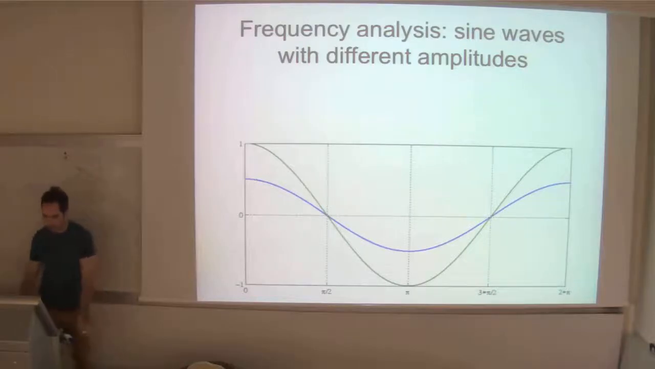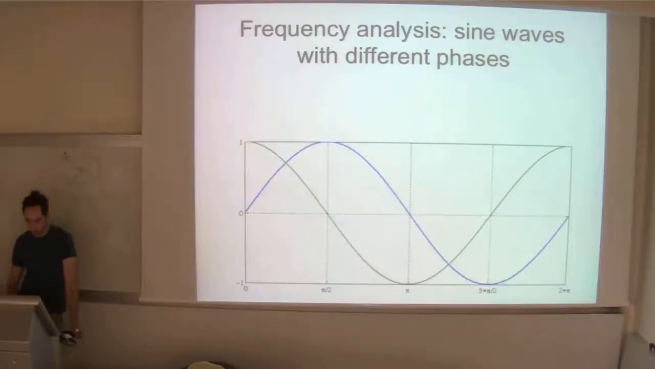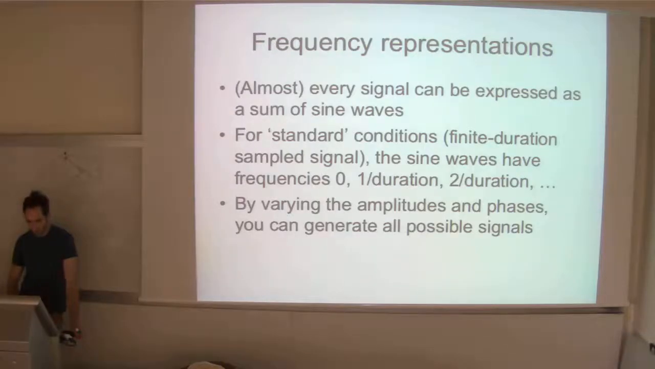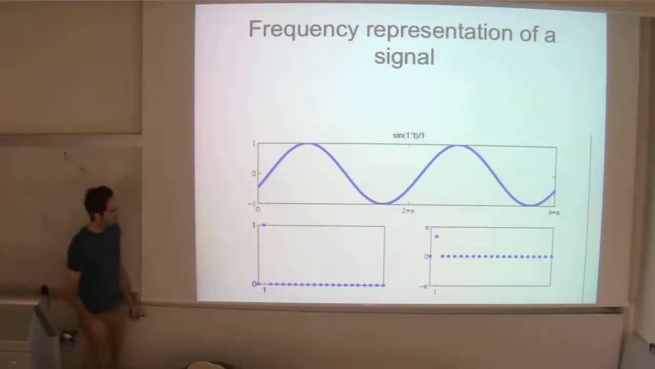Sine waves can also differ in amplitude, and of course we need different amplitudes to describe how every signal is built. It could also be the same amplitude and the same frequency, but at different phases. We need all of these different properties in order to build any type of signal. So by varying the amplitudes and the phases, we can generate all possible signals. Let's start to get some notion of these things.